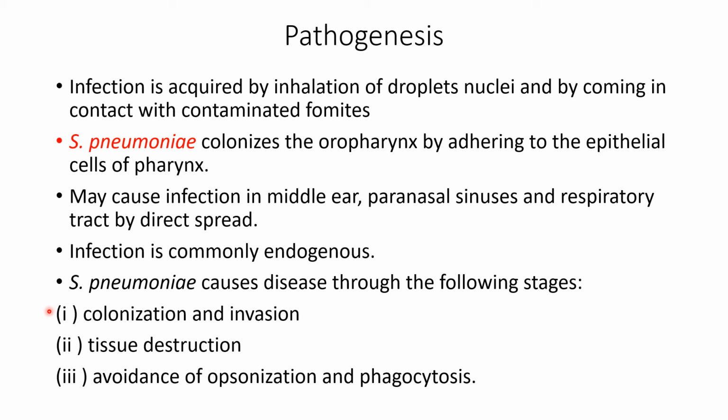And usually it causes disease in this way: first it will colonize and start spreading to other cells in the area where it has colonized, and it will start destroying the tissues in that area. And while doing it, our immune system will get activated, of course, and phagocytosis might get stimulated also. But as I said before, because of the very strong virulence factors present in this organism, they will very efficiently avoid the opsonization and phagocytosis process. Opsonization can be avoided by IgA protease, and phagocytosis is avoided by many other substances like capsules and pneumolysins.